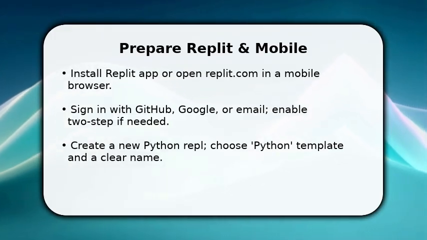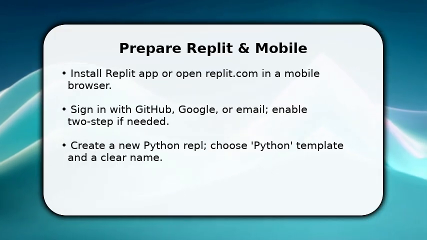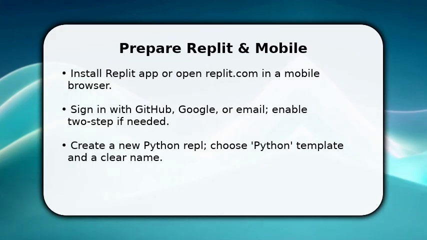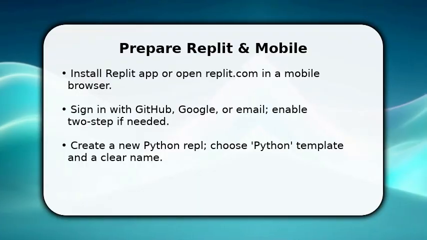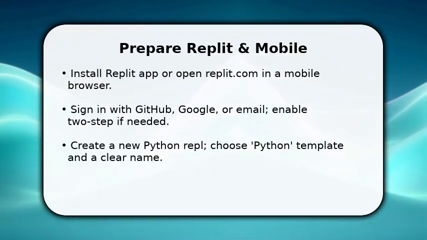Next, tap New REPL, pick the Python template and give it a short, descriptive name. This organizes your work. Once done, glance at the left file panel and open main.py so you can begin typing the first lines of code.